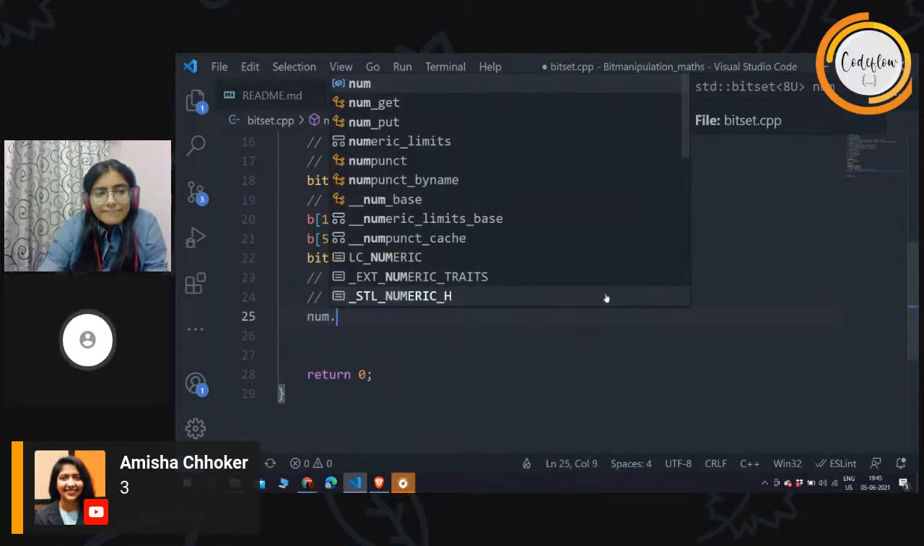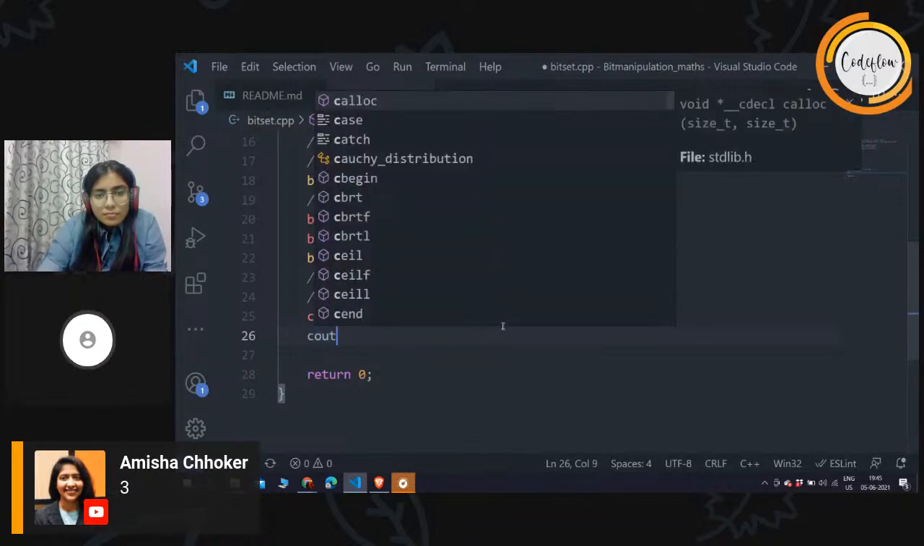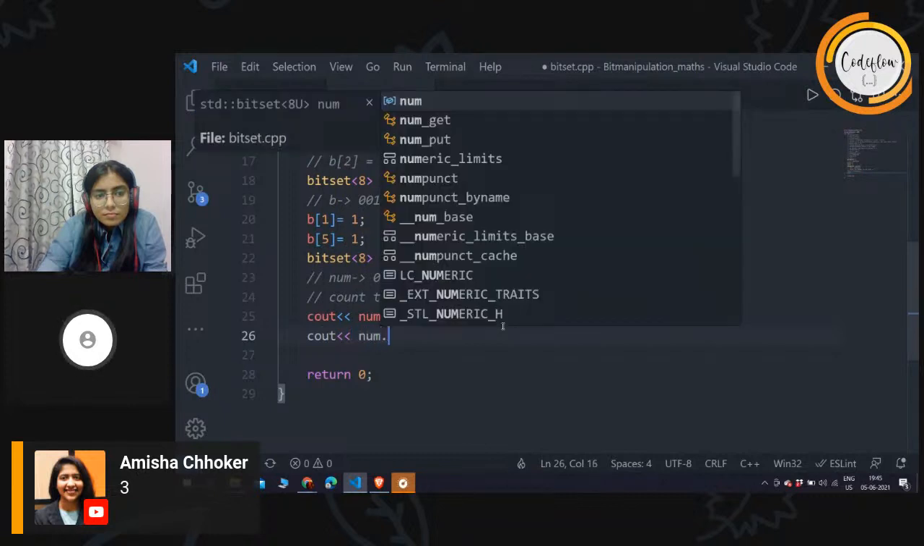If I want to find out, just num.count. Num.count will give me the number. This is just a method. ठीक है. उसके बाद let's just see some more methods on bitset. फटाफट. And if I want the size of bitset, I don't know the size, so you can just do num.size.